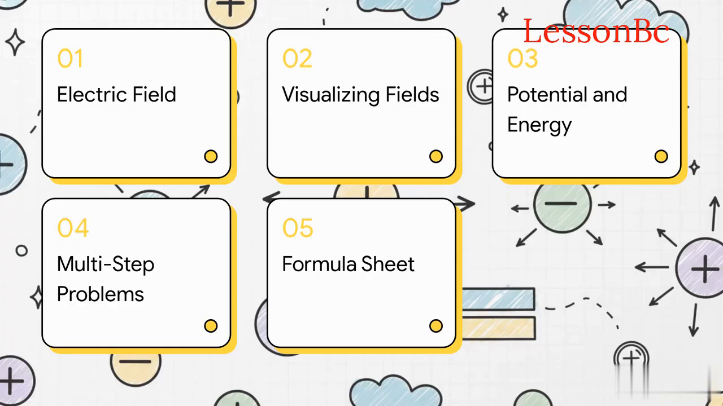So here's our game plan. First, we'll crack the electric field itself, how to calculate it. Then we'll get visual and learn how to picture it with field lines. After that, we'll connect it all to potential and energy, wrestle with some of those multi-step problems, and I'll leave you with a formula sheet that's going to be your best friend come exam day.